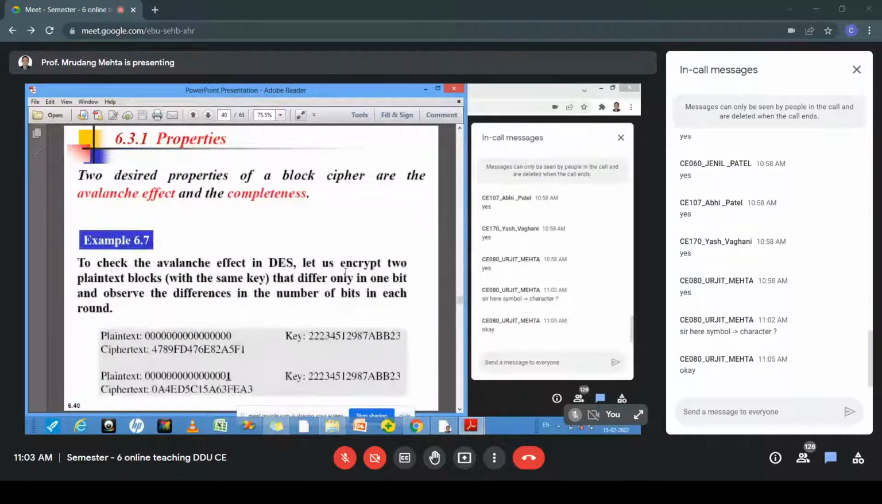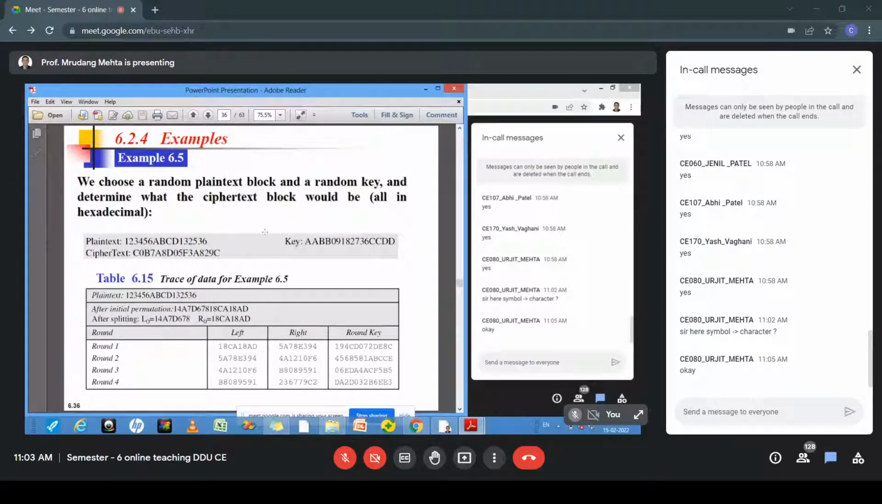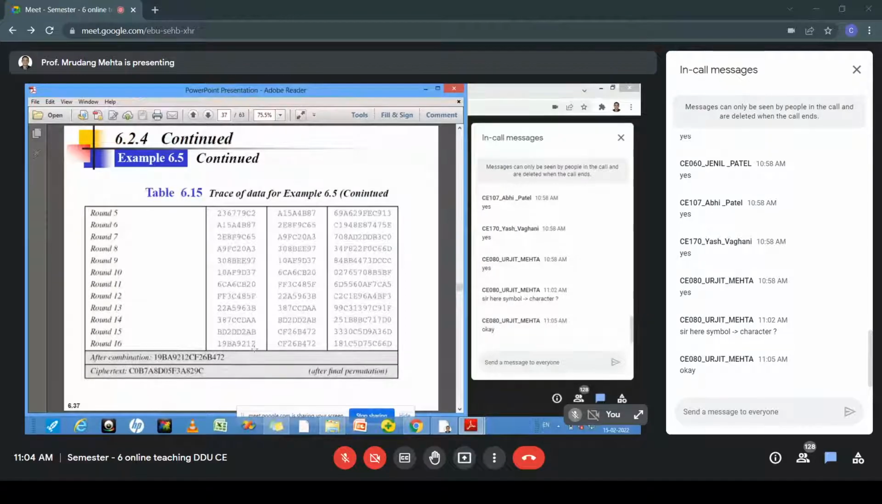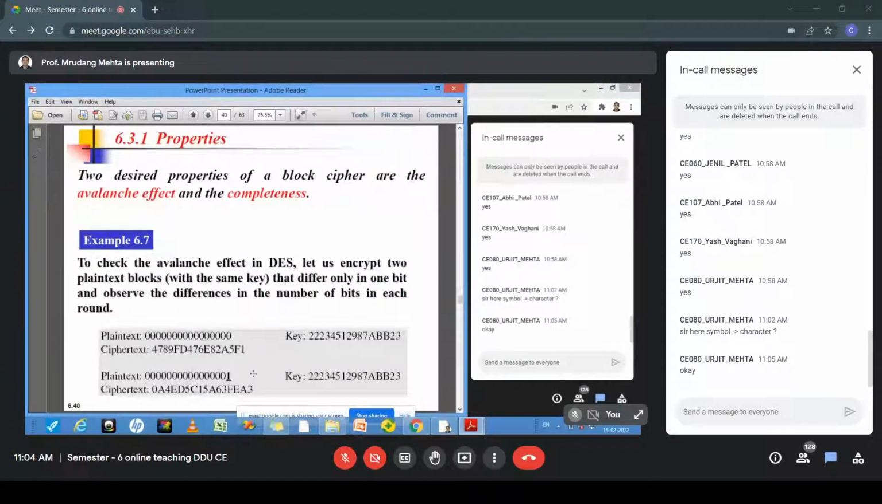Now, at this point, I would like to discuss one more example. This example was discussed in the last lecture. This was the last example where I demonstrated how the plain text is converted into ciphertext with this key, and what is the output of each round. After the initial permutation, two parts are divided, L0, R0, and we get L1, R1. L1 is R0, and R1 is after applying that round function. The same thing is applied over here.